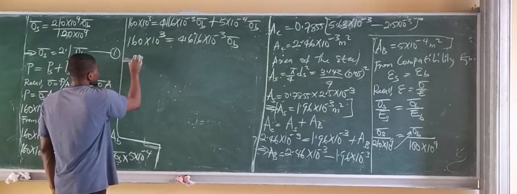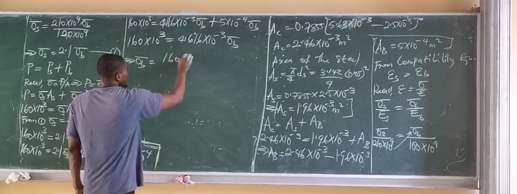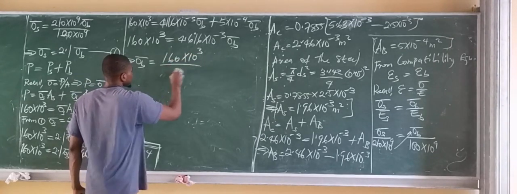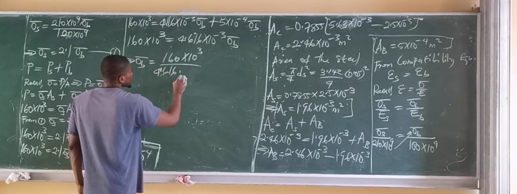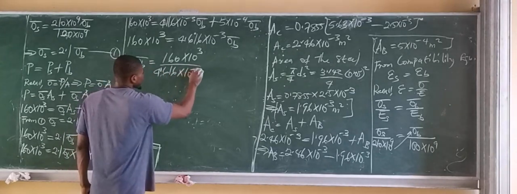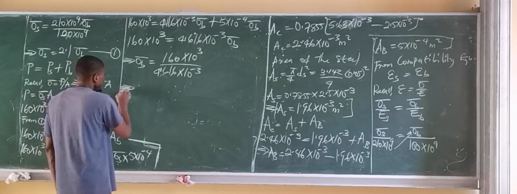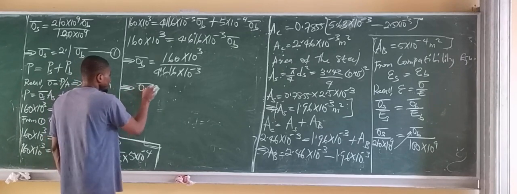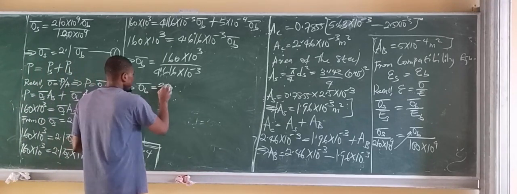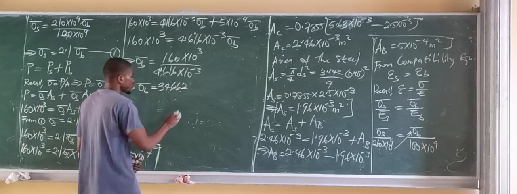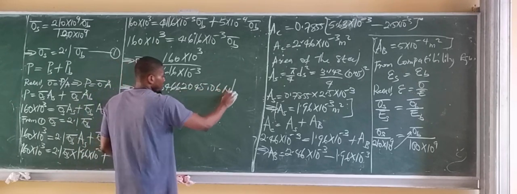So we can make the stress of brass subject of the formula. That simply means that stress of brass is equal to 160 by 10 to the power of 3 divided by 4.616 by 10 to the power of minus 3. What do you have? We get a very good value. Sigma b is equal to 34,662,045.06 newtons per meter square.